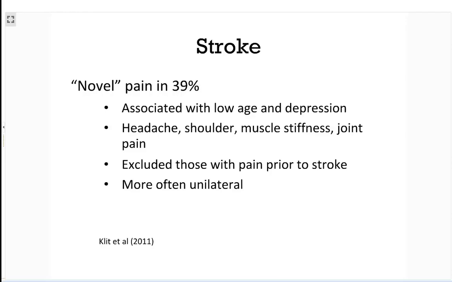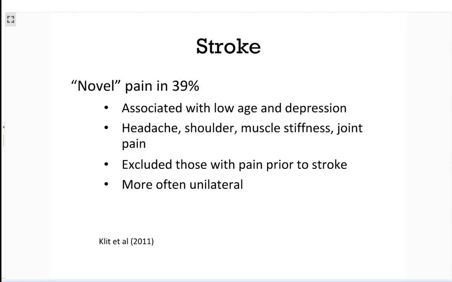Henrietta Clitt in 2011 wrote a paper that described that almost 40% of people with stroke went on to develop new pains post-stroke as well. And rather than the indication being whereabouts they had the stroke, the most common association was with people having strokes at younger ages, or with states of comorbid depression. So clearly there is more to it than just a lesion in a particular area.